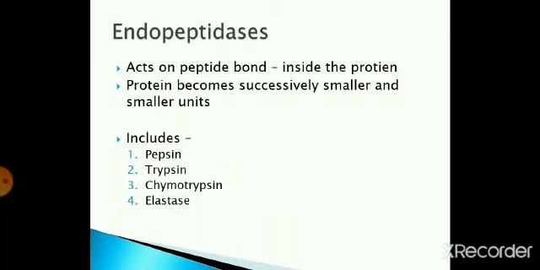As we said, the proteolytic enzymes are of two types, endopeptidase and exopeptidase. Endopeptidases are those which act on the peptide bond present inside the protein. It includes pepsin, trypsin, chymotrypsin, and elastase.